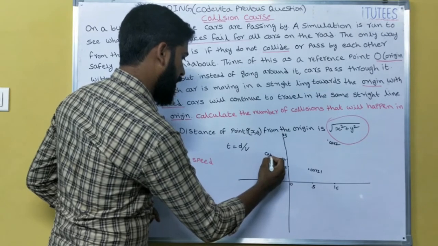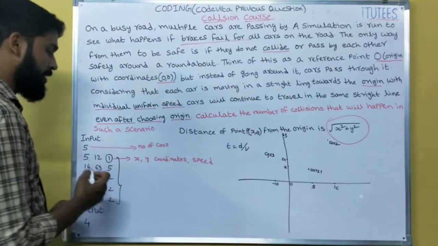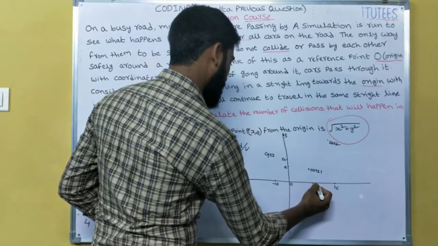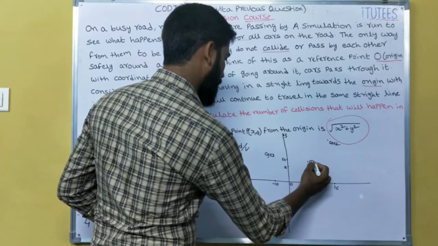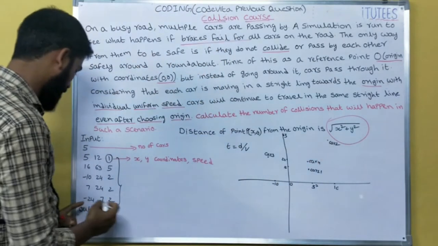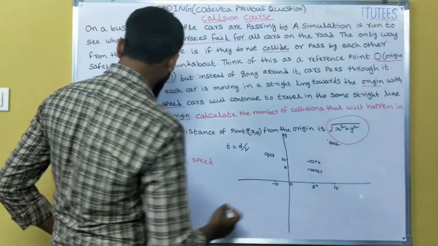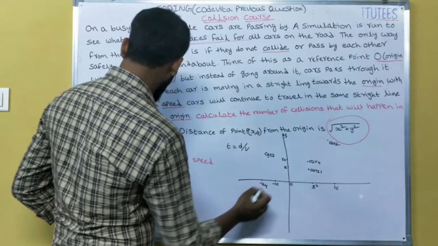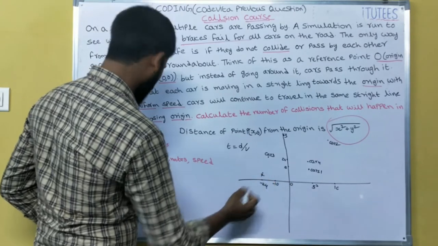Okay, so this is car 3. So car 4, 7, 24. So this is the 7, let us assume 24. So this is car 4. So car 5, minus 4, 7, 2. So minus 24, 7, 2. So this is the minus 24. So let us assume this is the 7.